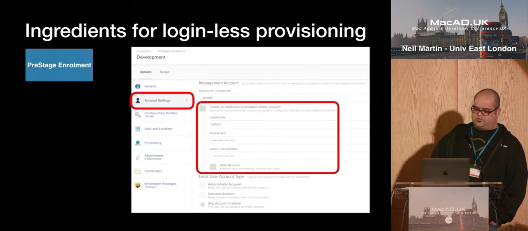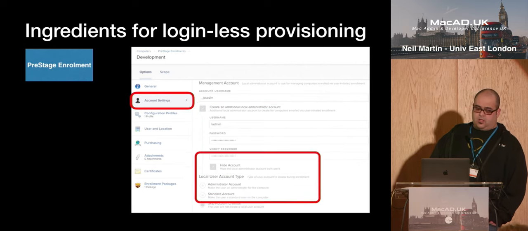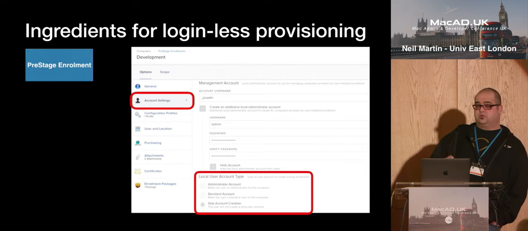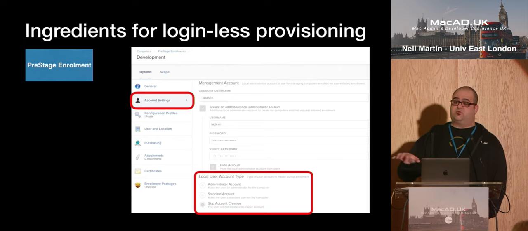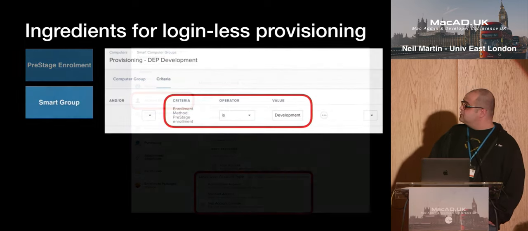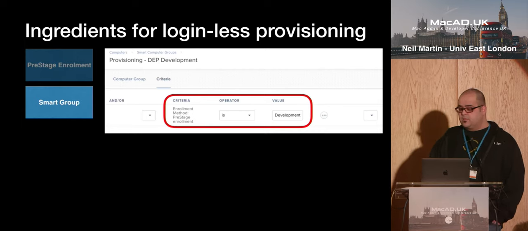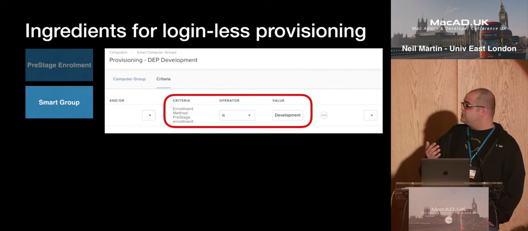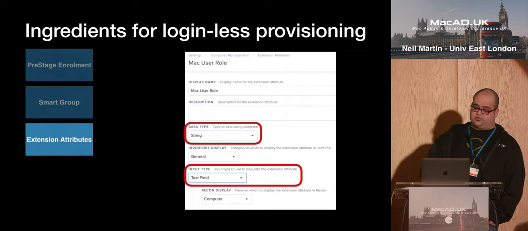We have a hidden local administrator account as well. And we randomize its password with another process. An important step is that we skip the creation of the local user account, so whoever's provisioning isn't asked to do that. Next up is a smart group. And this group just contains all the Macs that we assigned to that pre-stage we just created, just using a single criteria there. And we need a couple of extension attributes. Again, one for the host name, just so we can store that, and one for its role, so we can store that as well. And these are just simple strings.